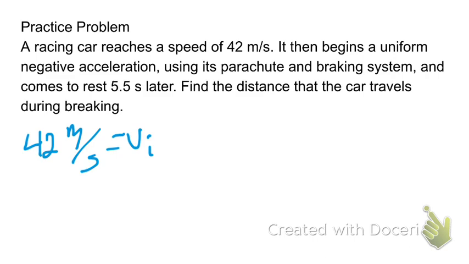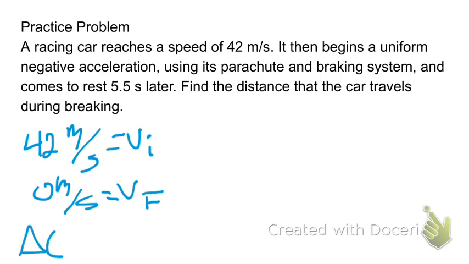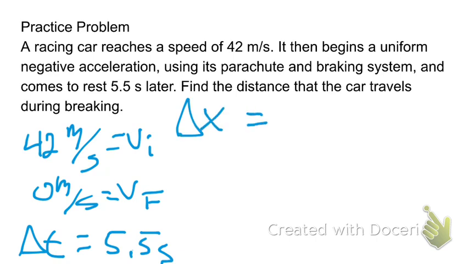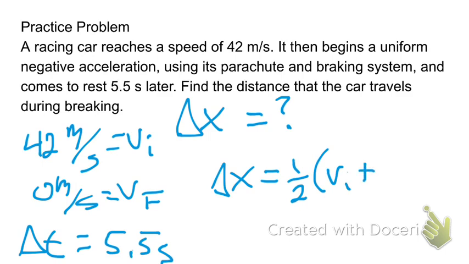We know that it comes to rest, which means that our velocity final is 0 meters per second. And we know that they gave us a change in time of 5.5 seconds. So that's the information we have. And they want us to solve for displacement, which we can do with this new equation: displacement is equal to 1/2 times velocity initial plus velocity final, times change in time.